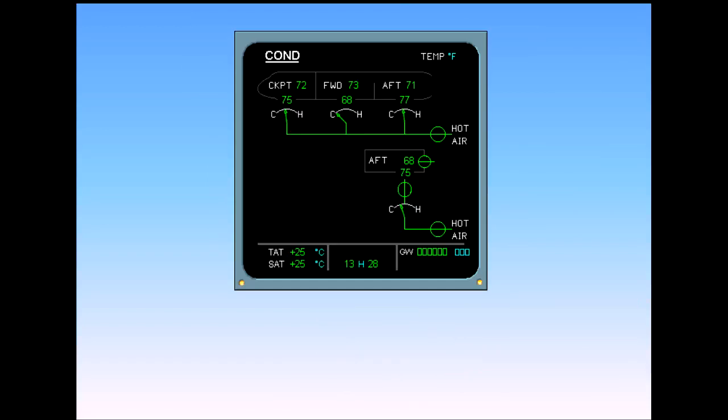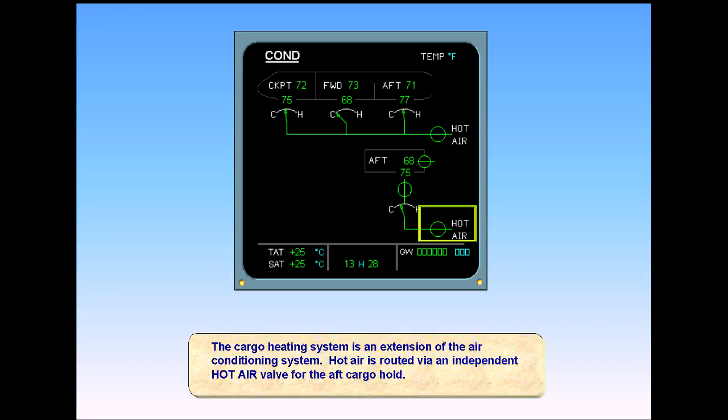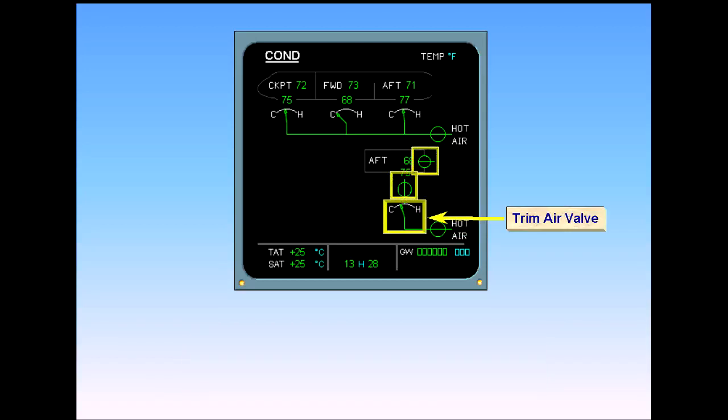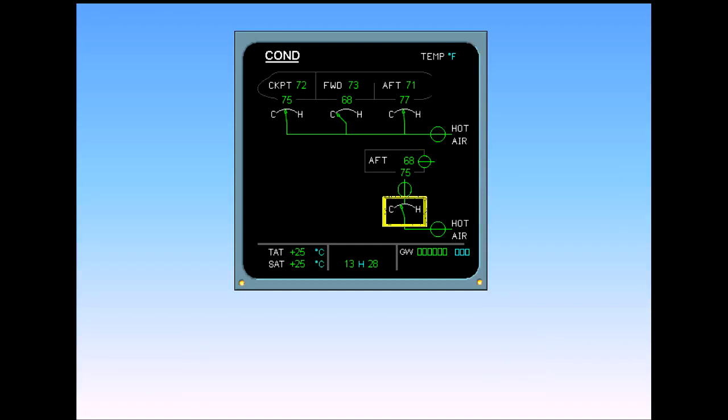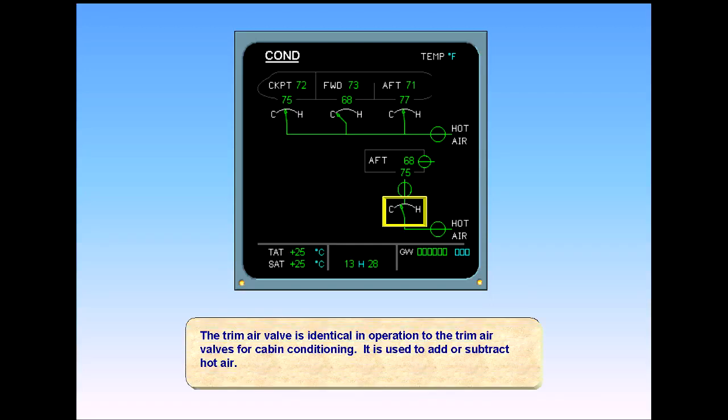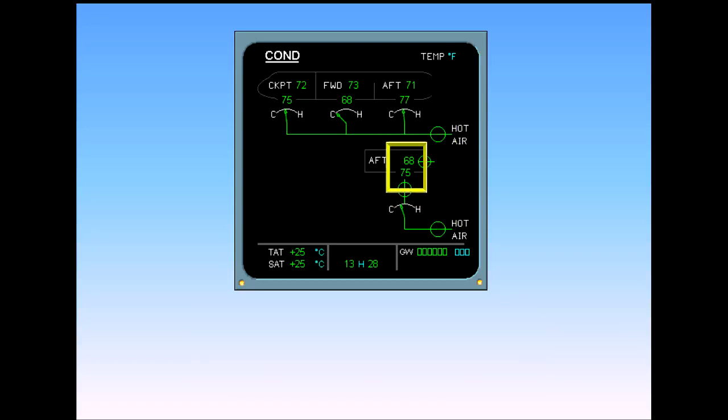The cargo heating system is an extension of the air conditioning system. Hot air is routed via an independent hot air valve for the aft cargo hold. The system has a trim air valve and two isolation valves, which close immediately should smoke be sensed, thus turning the aft cargo bin into a Class D compartment. The trim air valve is identical in operation to the trim air valves for cabin conditioning. It is used to add or subtract hot air. Duct temperature and cargo compartment temperatures are shown on the ECAM page.